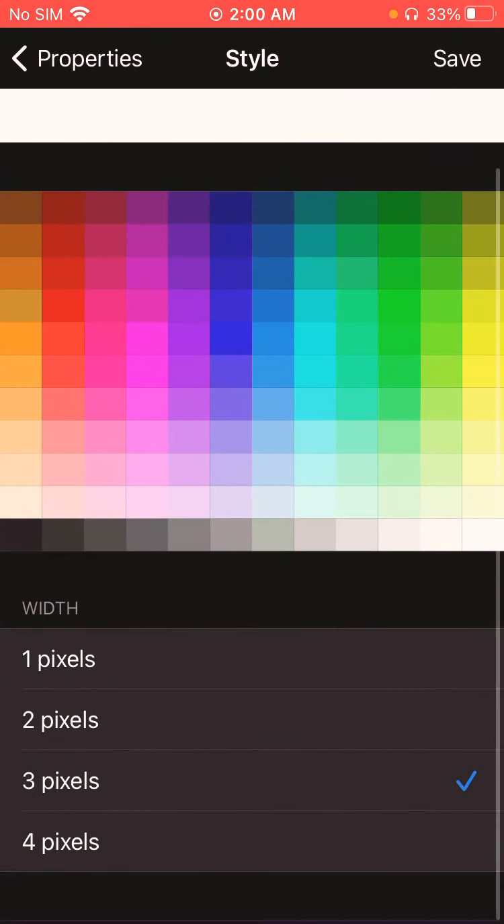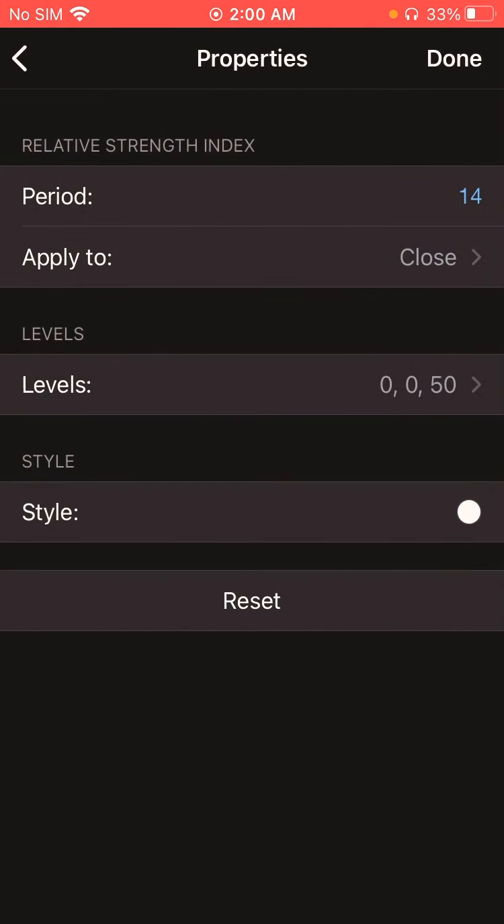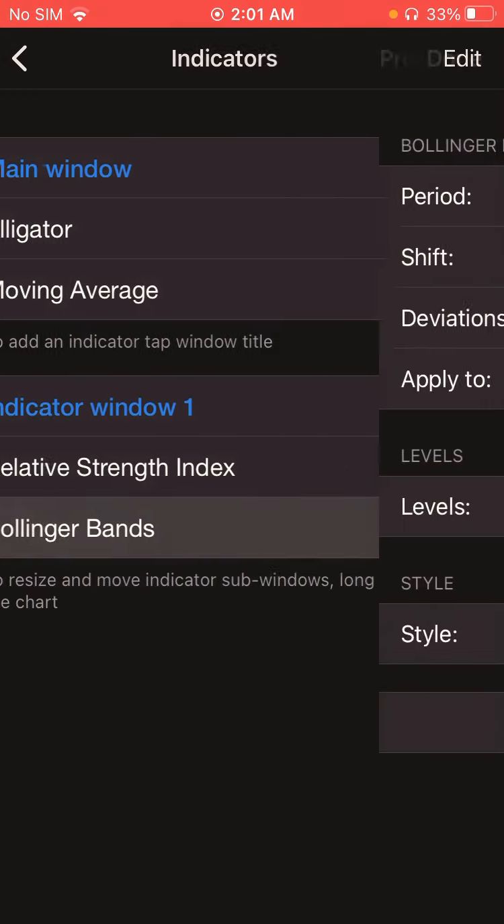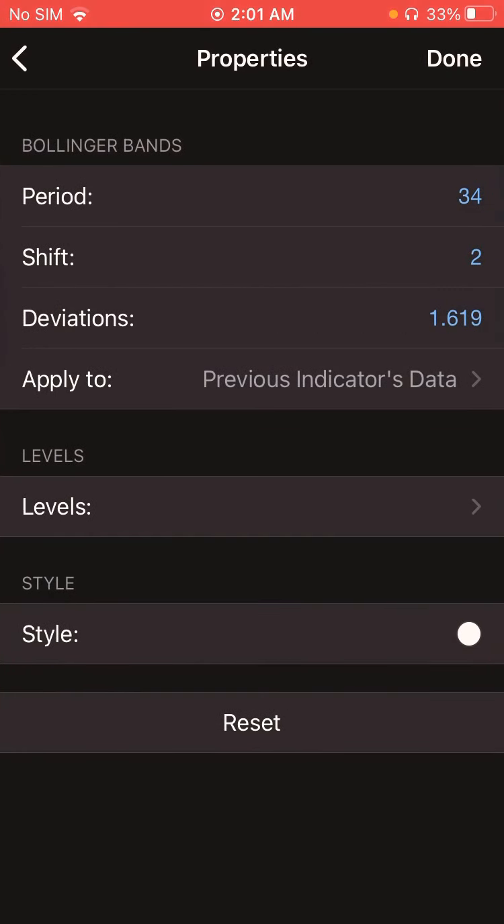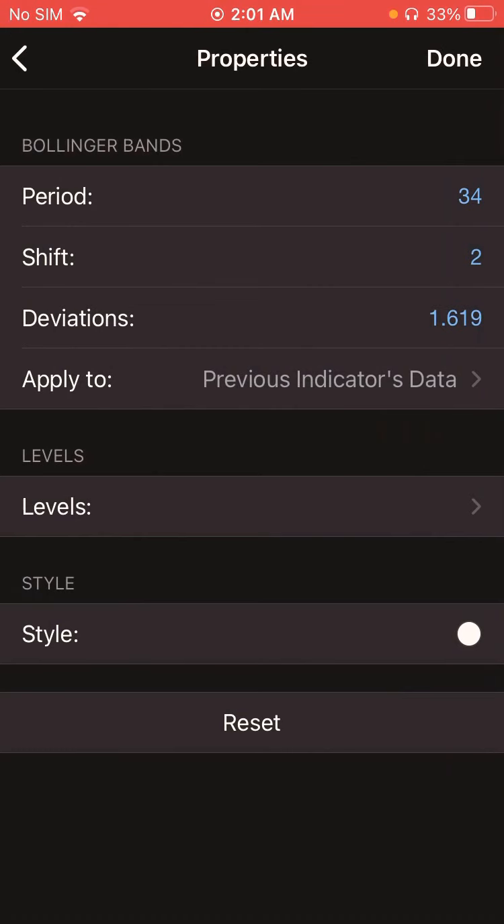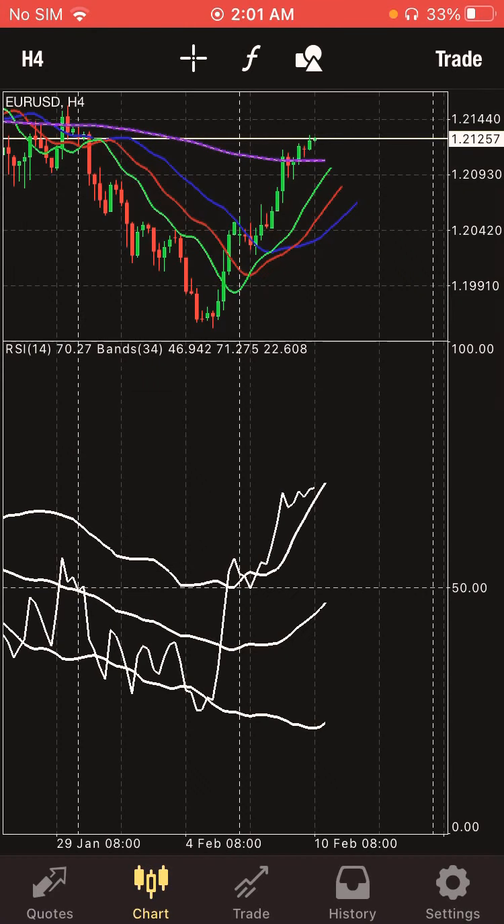We can make our color whatever you want as long as you can see it. Make the settings exactly as is, right? And then we're gonna go to our Bollinger Bands also in our indicator window one, and you're gonna put these settings in as is. Color doesn't matter, as long as you can see it. You're gonna put these settings in as you see them on my screen.